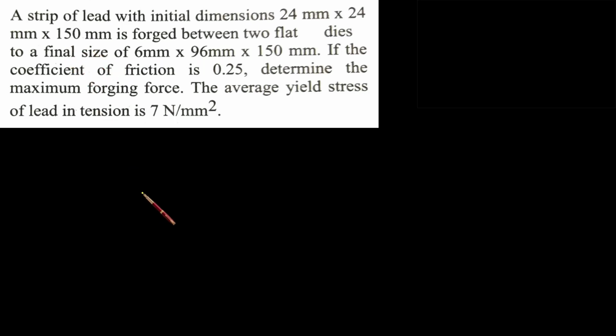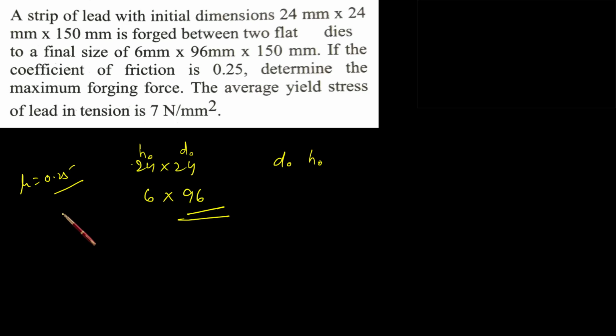The complete volume is not changed, so 24 into 24 is changed to 6 into 96. That means which one is the diameter and which one is H naught? Can you tell? So H is reduced. This one is H. And this is D. D is increased. If the coefficient of friction is this one, so mu is given. Determine the maximum forging force. The average yield stress has been given. Sigma y is equal to 7 Newton per millimeter square.